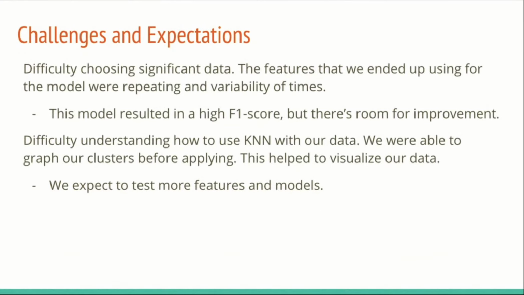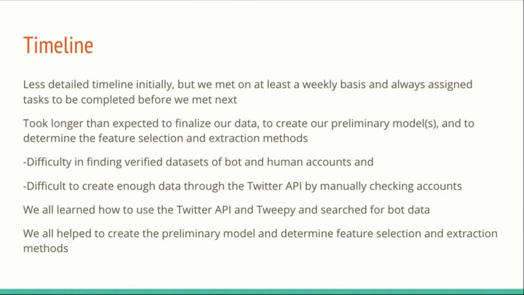It was difficult to find significant data, but the features we ended up using for the model were repeating and variability of times. We used the F1 score to see how well it did, but there's still room for improvement. And it was difficult to understand how k-nearest neighbors worked with our data, but we were able to graph the clusters of our data before applying. This helped us to visualize our data to be able to test more features and models later.